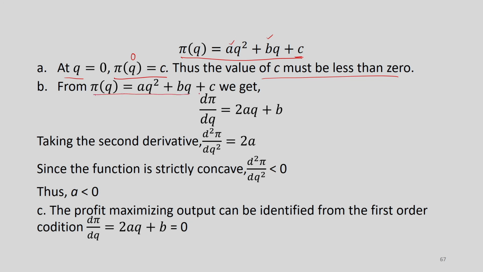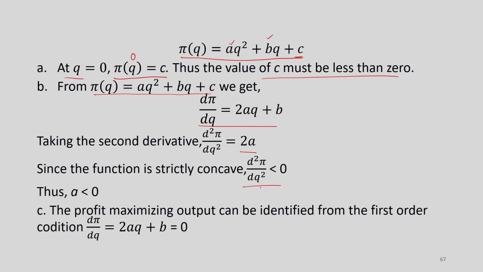So, this is the function pi(q) is equal to a q square plus b q plus c. First we take the first derivative, that is 2 a q plus b. We have used the power rule. Then we take the second derivative, that is d square pi d q square, and again using the power rule, this is equal to 2 a. Now, as I have just mentioned, if the function has to be strictly concave, then the second derivative should be less than 0.